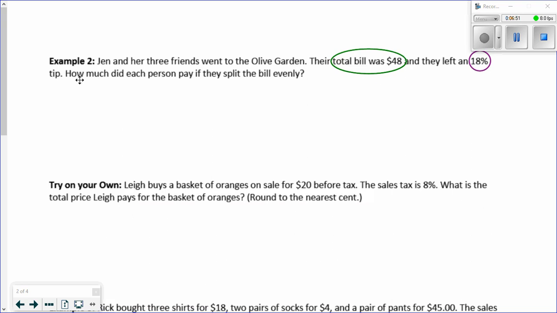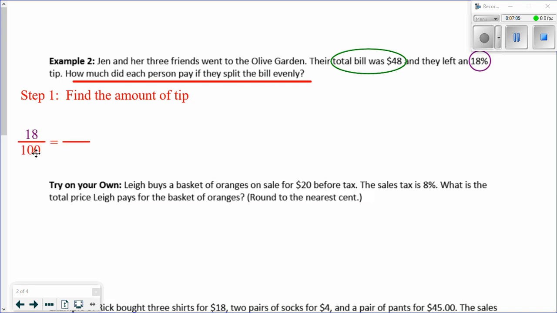18% tip. How much did each person pay if they split the bill evenly? Well, the first thing I need to do is find the tip amount. So, I am going to use a proportion for this. So, 18% is over the 100. I have the total, which was 48, so that goes on the bottom. And I don't know the tip, so I'm going to fill in an x right now.